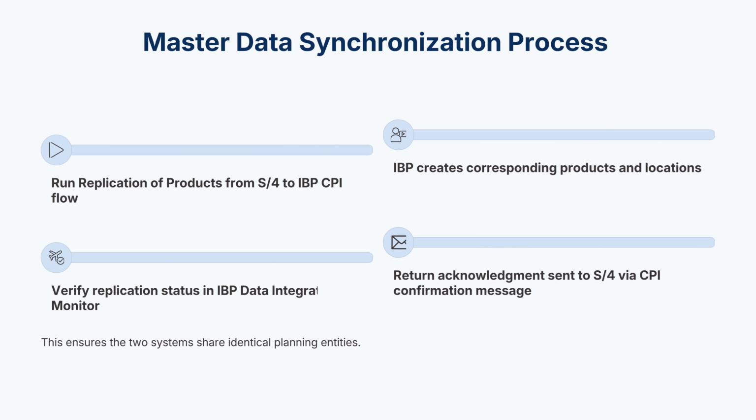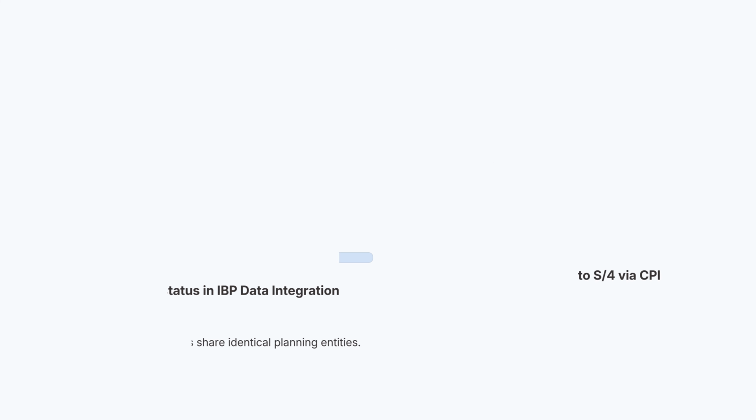Master data synchronization process. The process begins when CPI executes the replication of products from S4 to IBP flow. S4 sends product and location information, which IBP receives and stores. Planners then verify the status in the IBP Data Integration Monitor. Once confirmation is sent back through CPI, master data synchronization is complete. This guarantees a stable foundation for transactional data exchange.